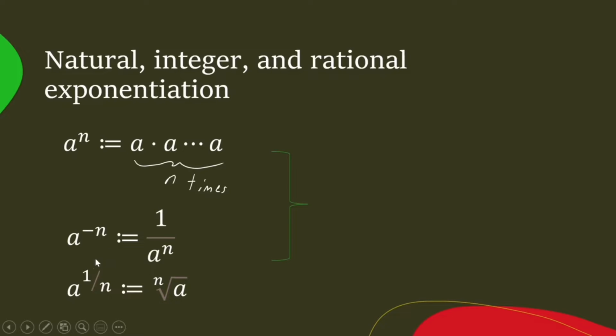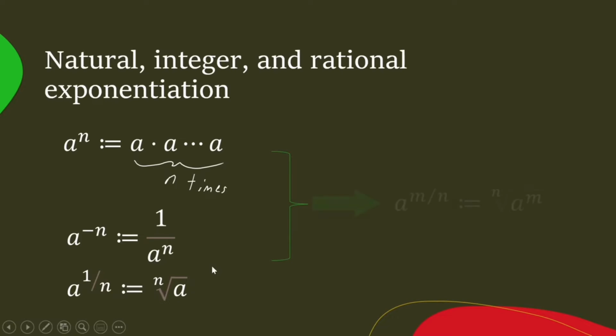And if we want to extend to some basic fractional exponents, a to the power 1 over n, where n is still a natural number here, this is defined to be the nth root of a, where the nth root of a is the unique positive number which has the property that when you raise it to the power n, you get a. There's exactly one number that satisfies that, and so this is called the nth root of a, and this is what we define a to the power 1 over n to be.